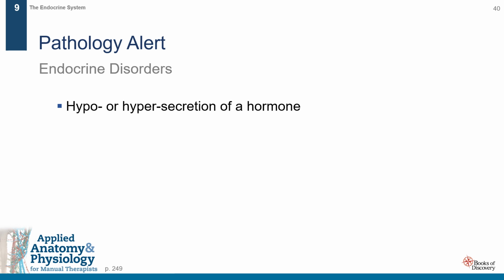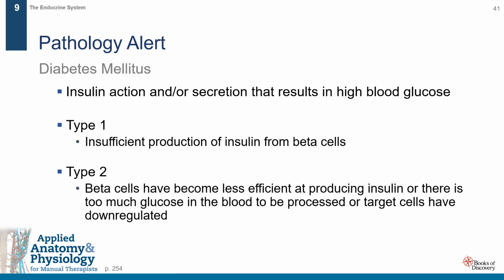In terms of one pathology alert, we can consider endocrine disorders as being either hypo or hypersecretion of a hormone. Hypo means that there is too little production of a hormone, and hyper means that there is too much, or an overproduction, secretion of a hormone. And in terms of our pathology alert, let's take a look at diabetes mellitus.